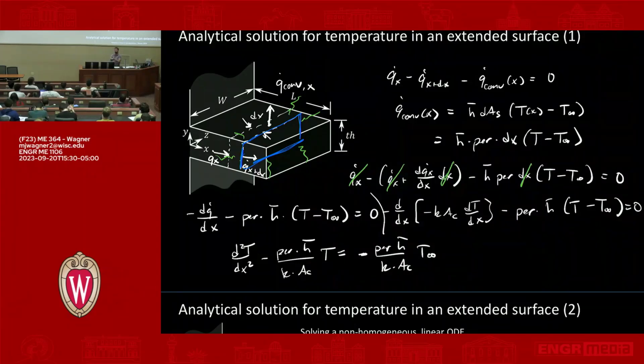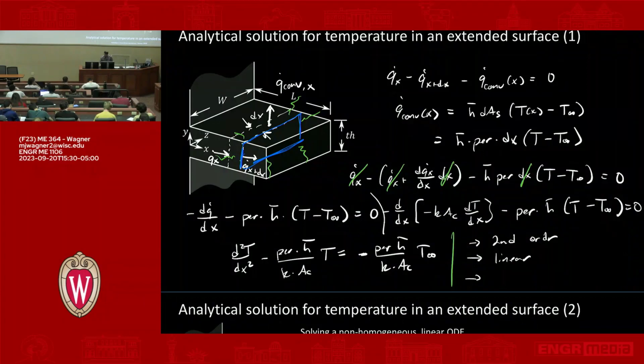But okay, so this is the differential equation. How do we solve this differential equation? There's something kind of special about this equation. Let's write out what's special about it. It is second order. It is linear. And it is something called non-homogeneous.